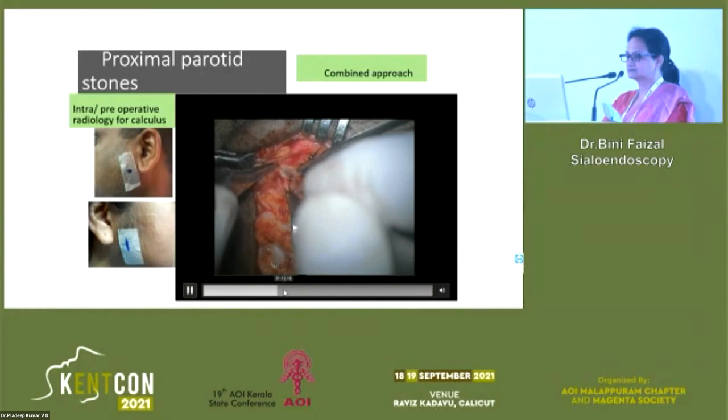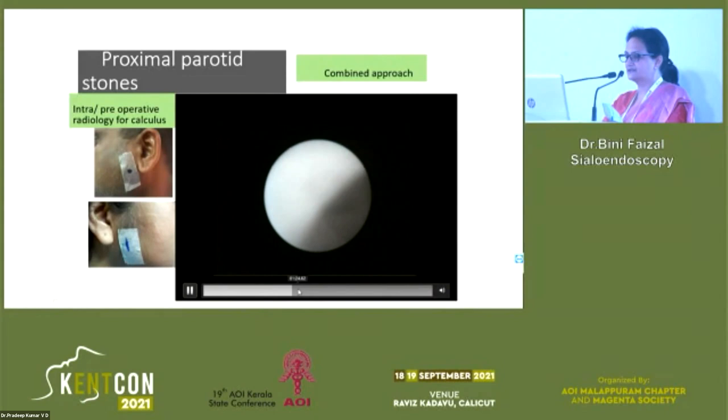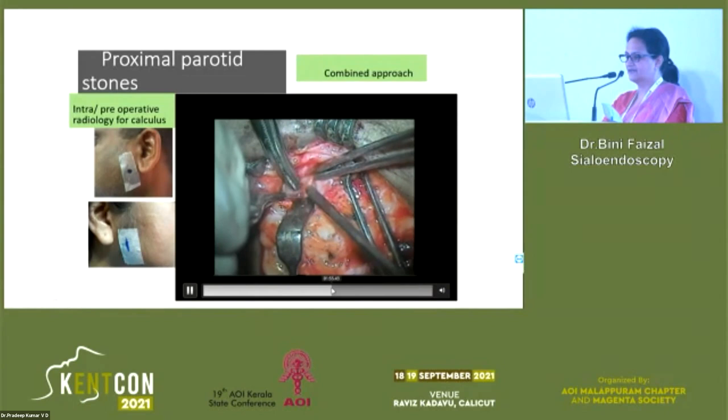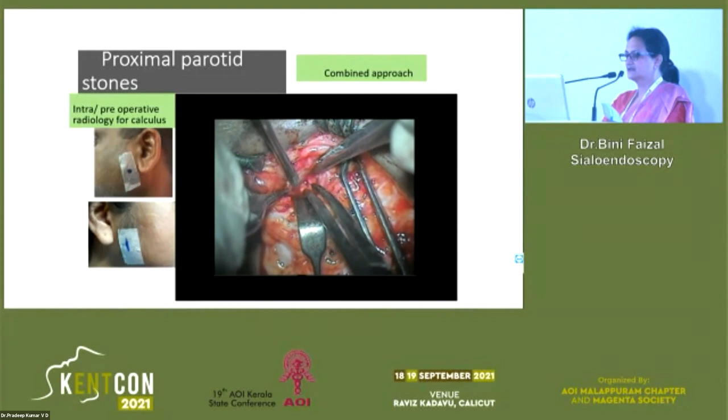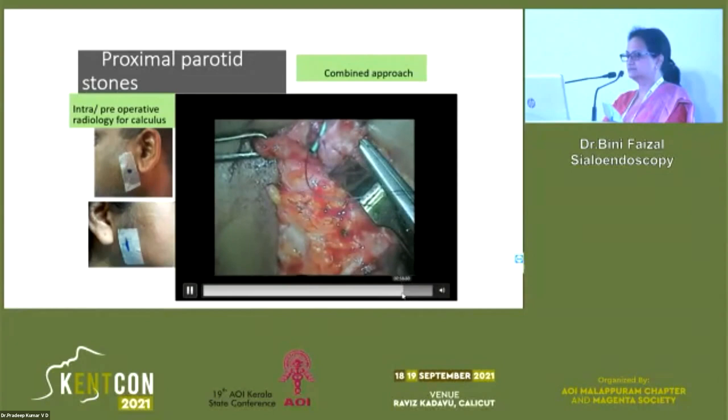So here we were not seeing it, so we did a scopy through that, and there the stone, and then bend back, open the duct still more, and the calculus is removed. Such kind of removal, you have to always stent it, and it is oversewn with the parotid tissue.